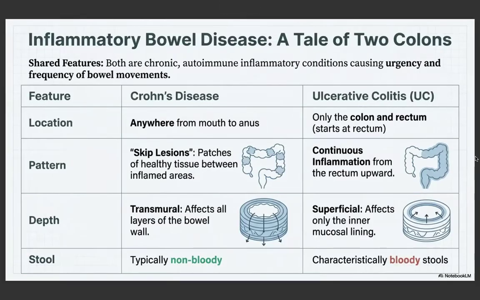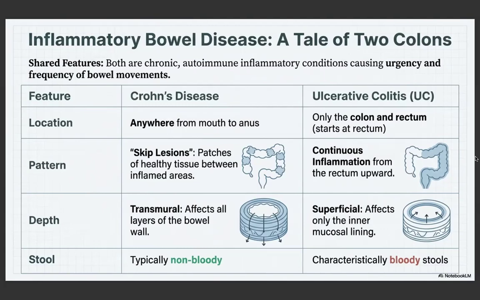So, going into IBD, we have Crohn's and UC. Crohn's is anywhere between your mouth and your anus. They have something called skip lesions, so there are patches of healthy tissue and inflamed areas, and it's going to be transmural, so it affects all of the layers of the bowel, not just the inner mucosal lining.